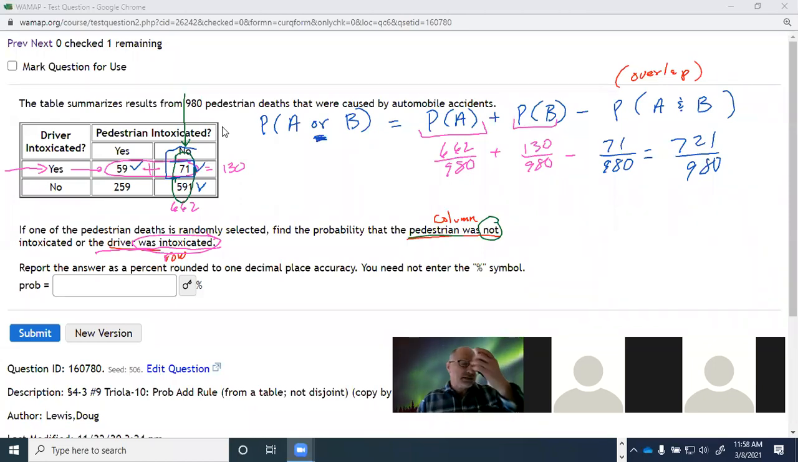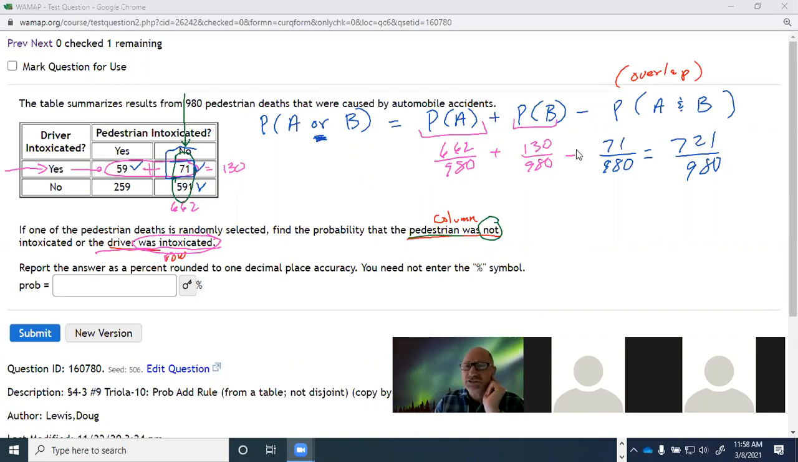Okay, so hopefully you got that sorted out. The first thing you should have done, if we use this method, is find out the total pedestrians who were not intoxicated. So that would be in this second column, pedestrians intoxicated, no. You had 71 and 591 to give you 662. And then the driver was intoxicated, so you go to the yes column on that, and you get 59 plus 71, which is 130. So that's your probability that the driver was intoxicated.